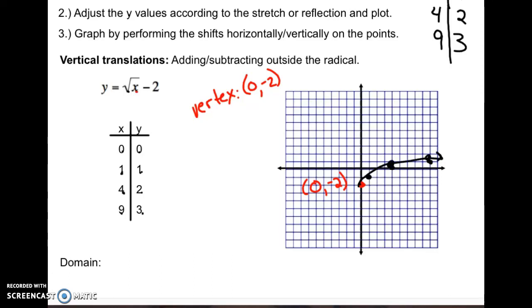Square roots are like half a U. Right? We're used to our U's in our parabolas. But it's just half of that because the square root numbers have to be positive. So our domain, remember domain is the x values.